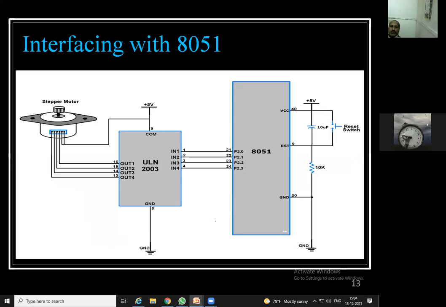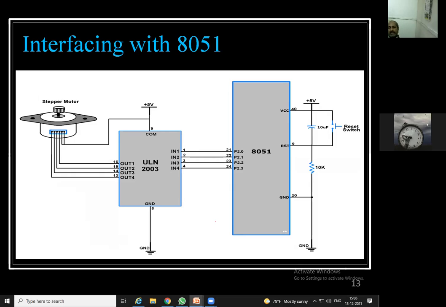Now comes the actual connections, how we can connect this stepper motor with the 8051. As we discussed, the driver IC is required here. The ULN2003 has these pins. From that, 4 pins are needed for interfacing with the 8051, and 4 pins are required for interfacing with the stepper motor. Plus additionally a few control lines are also there, that is VCC and ground.